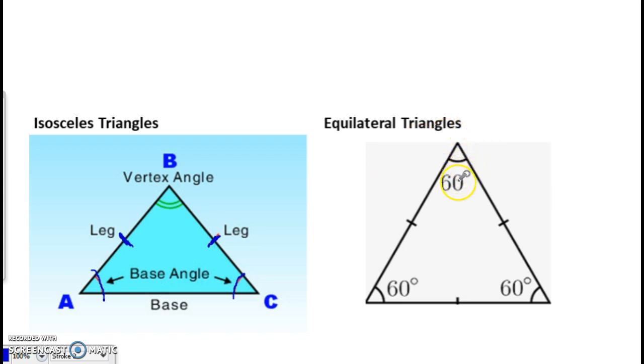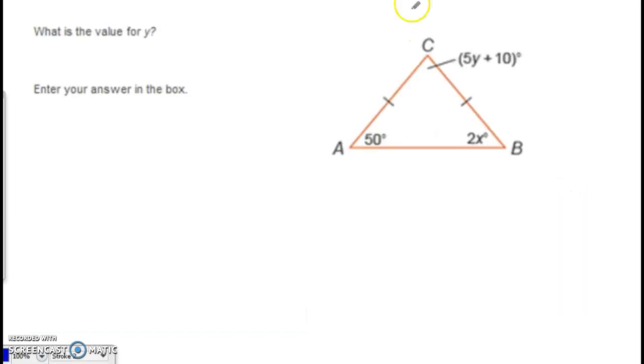Alright, in an equilateral triangle, all the sides are the same. So every single side length is going to be congruent, and all the angles have to be the same. Since the sum of the interior angles of a triangle is 180, if we divide that by 3, we know that each angle has to be 60 degrees. Alright, so let's start looking at the quiz.